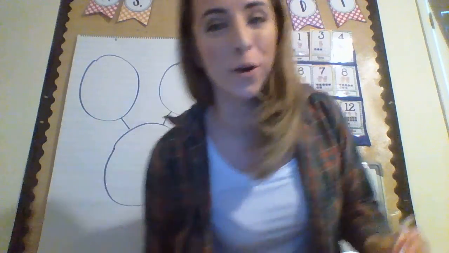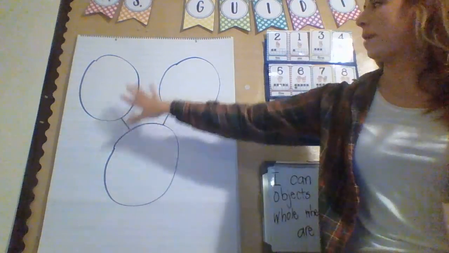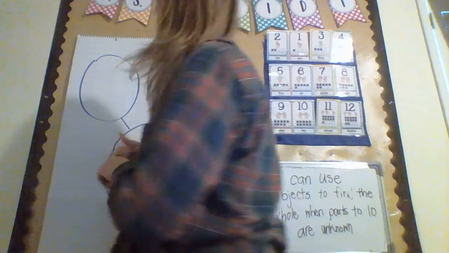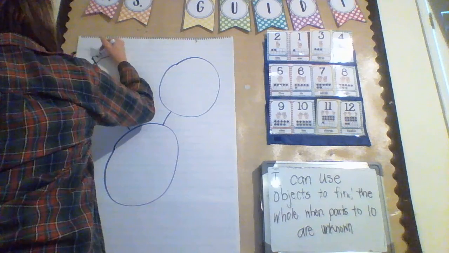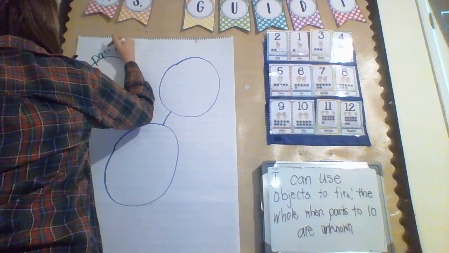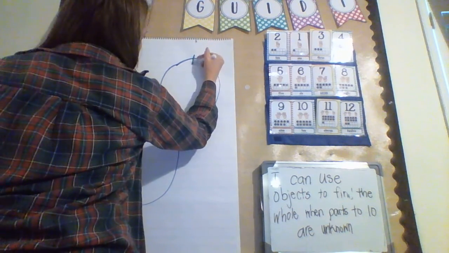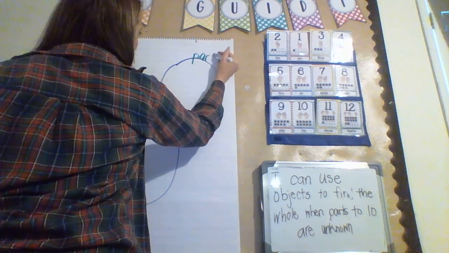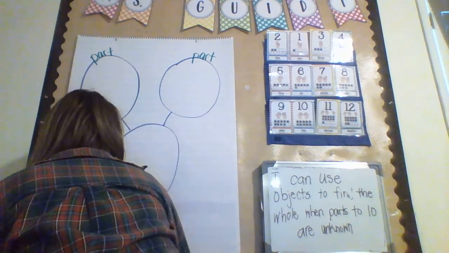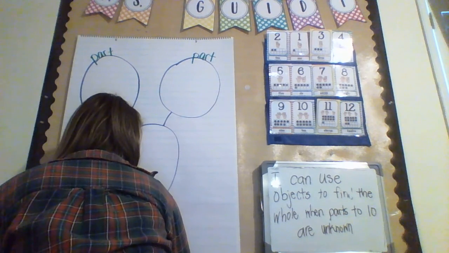Okay, so I was able to flip my chart over and put my part, whole. And you know what? I'm going to spell out part, whole. P-A-R-T, part. All right, whole. Here we go. W-H-O-L-E, whole.